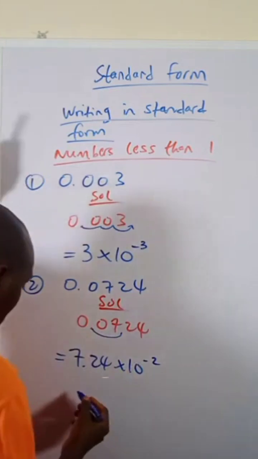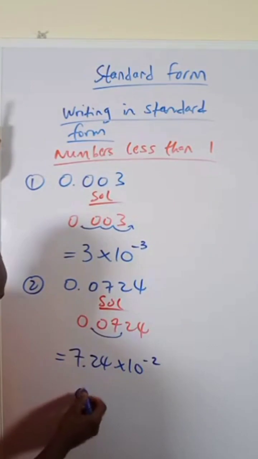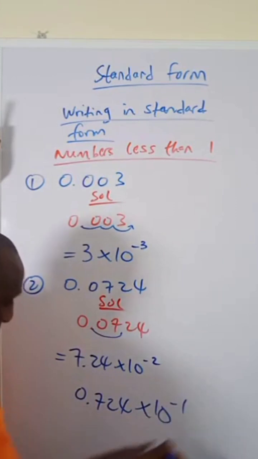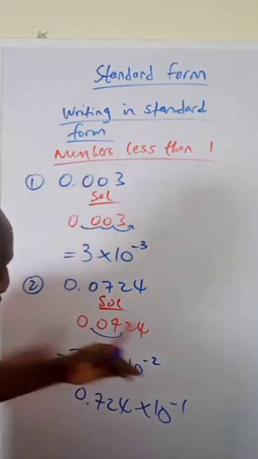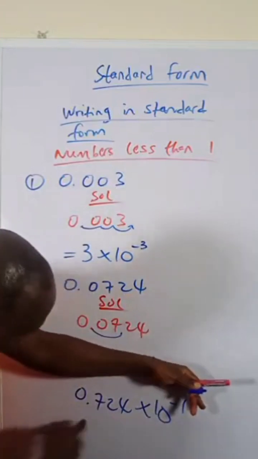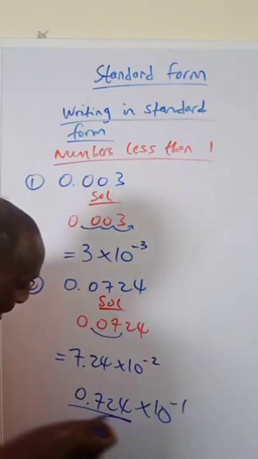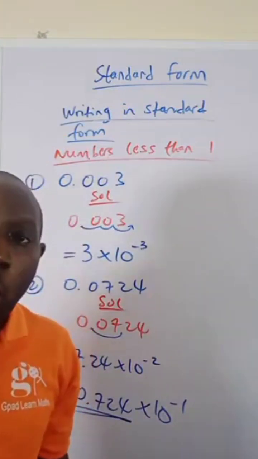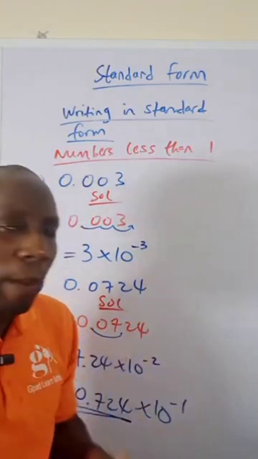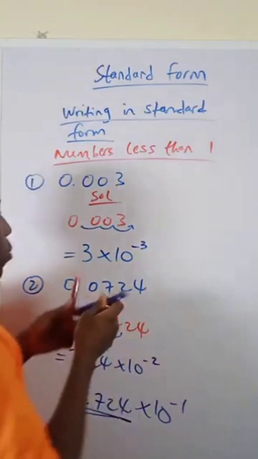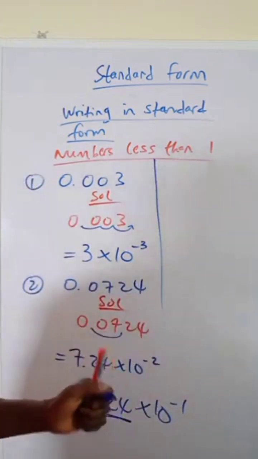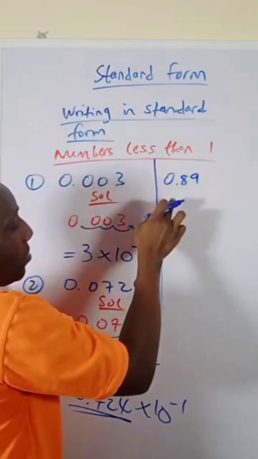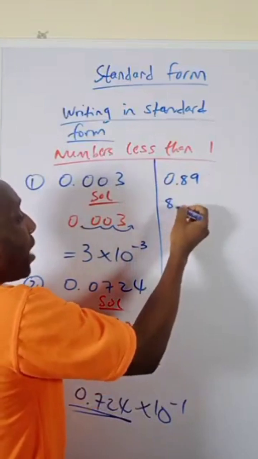And again, see what you should not do, guys. I didn't do 0.724 times 10 raised to the power -1. This one right here is not in standard form. I hope you know that. This is less than 1, 0 point. So you must have a singular non-zero digit in the whole number part. Non-zero means it should not be 0. So you should not have 0.89, because this 0 is 0. It has to be 8.9.